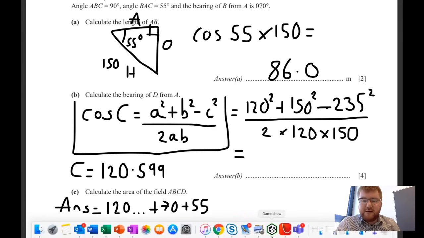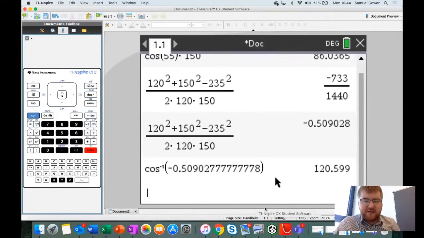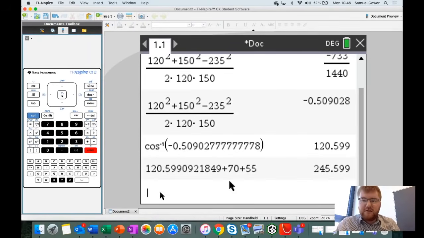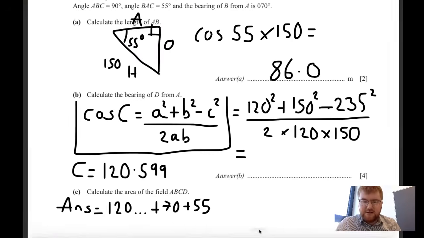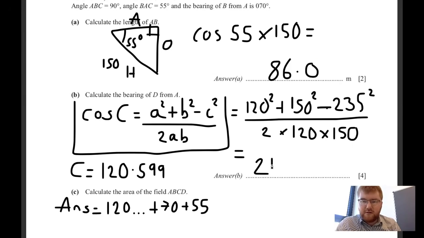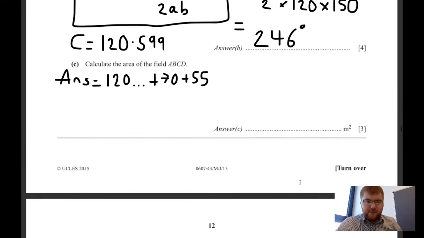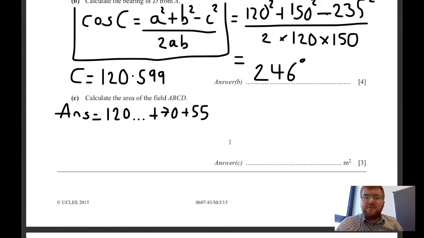So I go back to my calculator. Again, try and never round too early. It's one thing I say to my students a lot. So if I press Control, answer plus 70 plus 55, I get the total bearing, which to 3SF is 246. So I'll come back to here and write in bearing as 246 degrees. Okay, excellent. One more question to go, and then I'll stop the video for the moment.